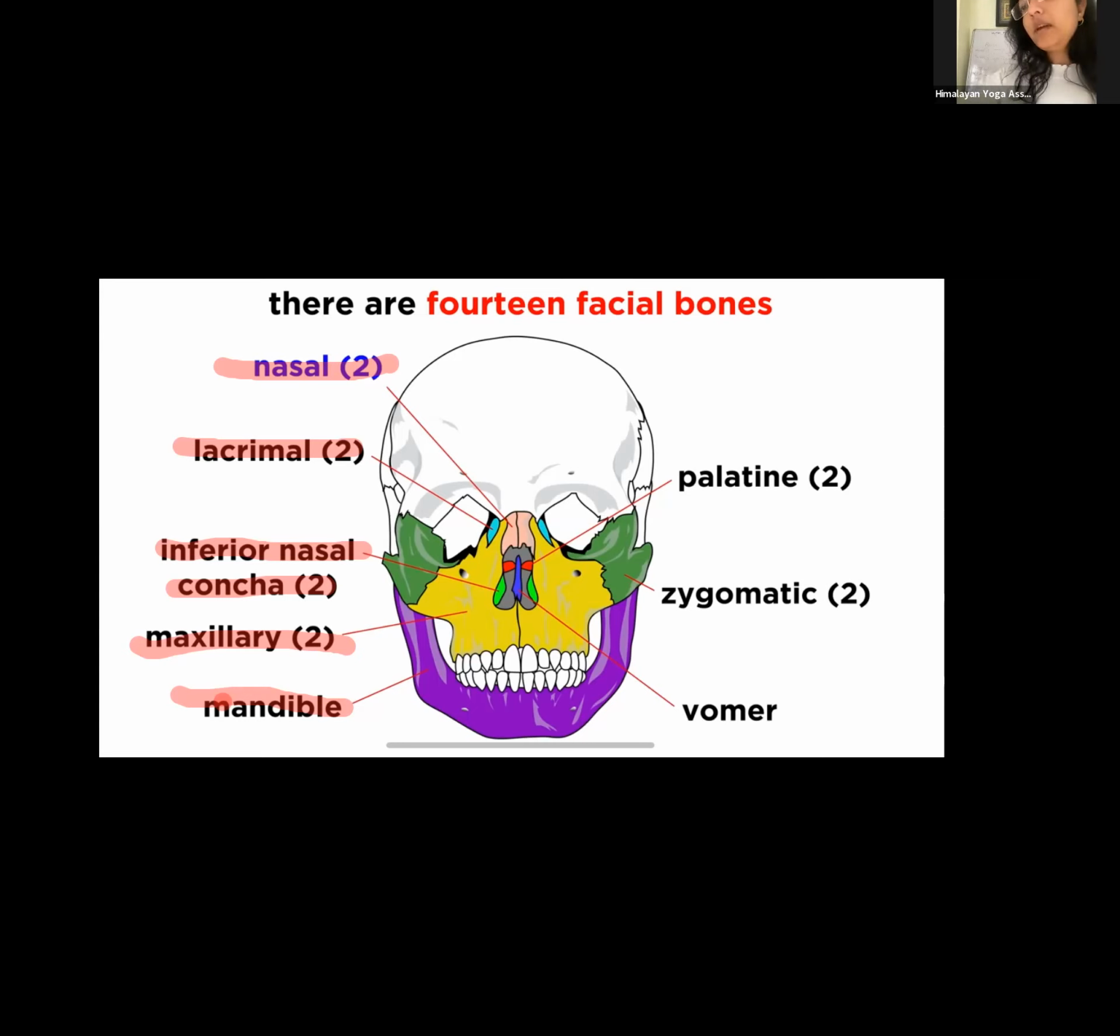Then next, we have palatine. It is red in color. Then zygomatic. It is this green portion. And then we have vomer. This is the tip of the nose shown in blue color. So these are the bones of facial. These are the facial bones.